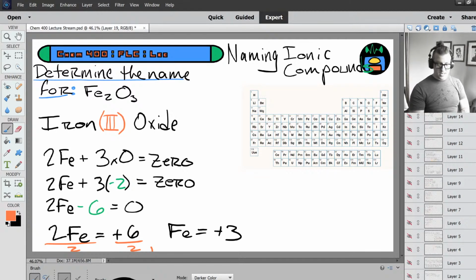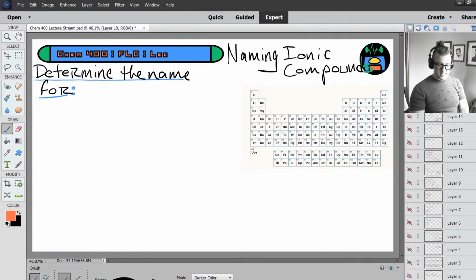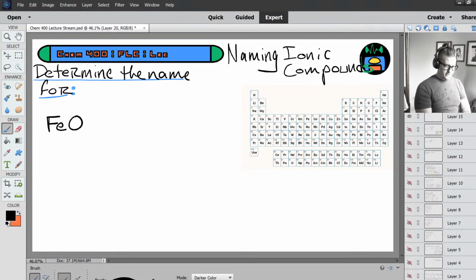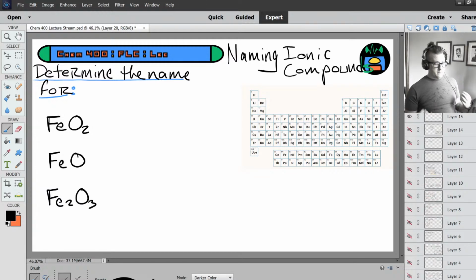Now, if you look at the last 3 examples we did, right? We did FeO2, FeO, and Fe2O3. The reason why we can't just call our transition metal compounds iron oxide is because these 3 compounds have 3 different molecular formulas. They have different atom counts. They even have different empirical formulas. And so we need to include the cationic charge to differentiate one from another.